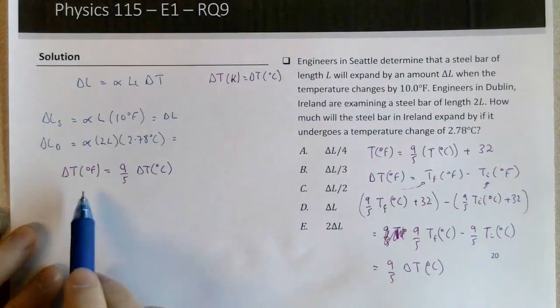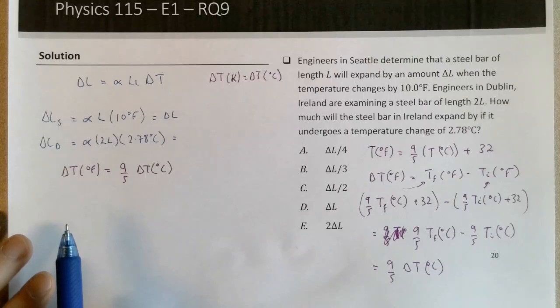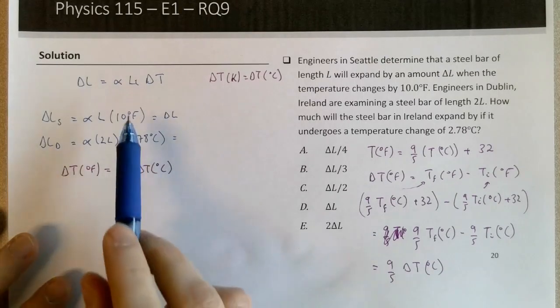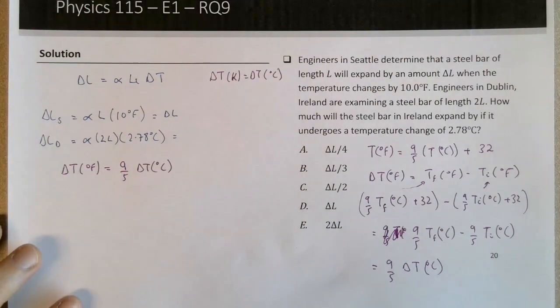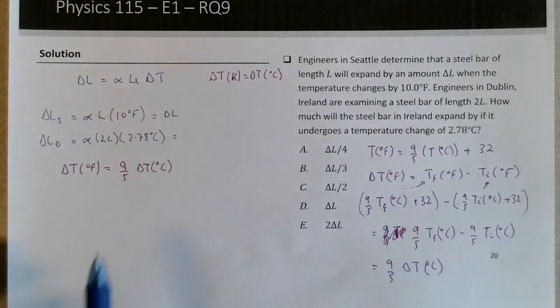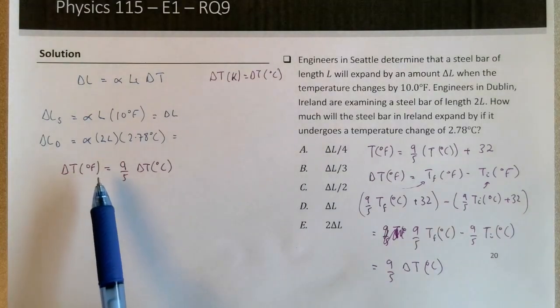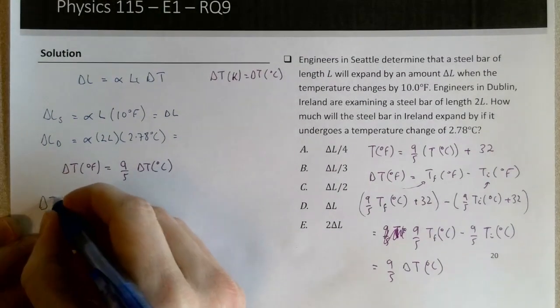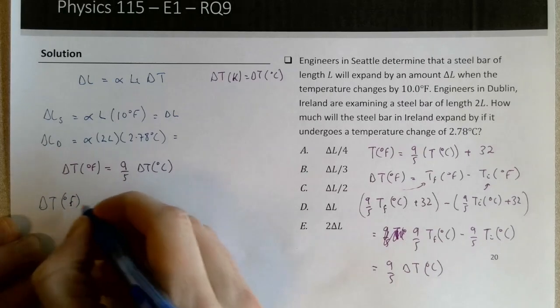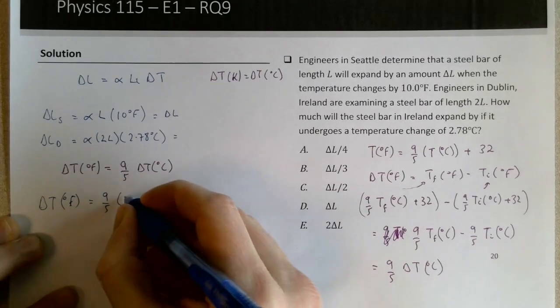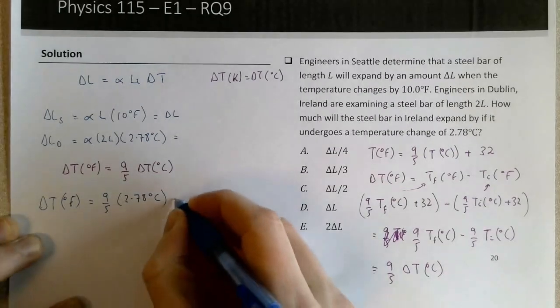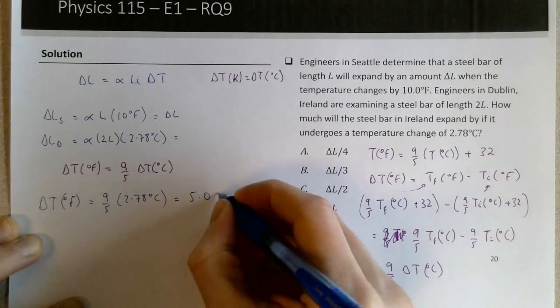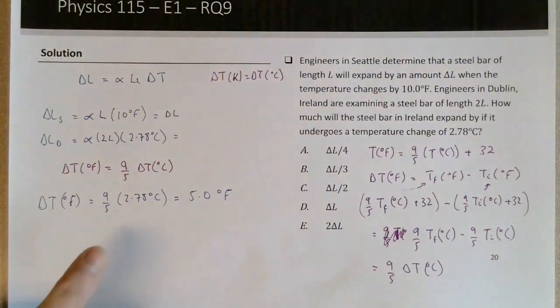So let's figure out, in a sense, how do we get these into a single unit. Okay, so let's try to figure out what is the change in temperature in Fahrenheit that corresponds to a 2.78 degree change in degrees Celsius. So the delta T in degrees Fahrenheit, 9/5 of a 2.78 degree change in Celsius is 5 degrees Fahrenheit. So a 2.78 degree change is equivalent to a 5 degree change measured on the Fahrenheit scale.